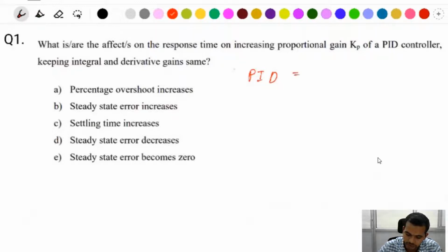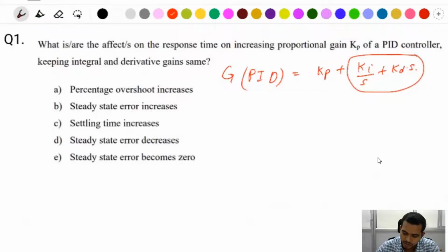PID controller gain of Kp, Ki, Kd into S. It is given that the others are constant, only Kp increases. If Kp increases in any control system, any plant, then it means the system gain will increase. If gain increases, the percentage overshoot also increases, and steady state error decreases.